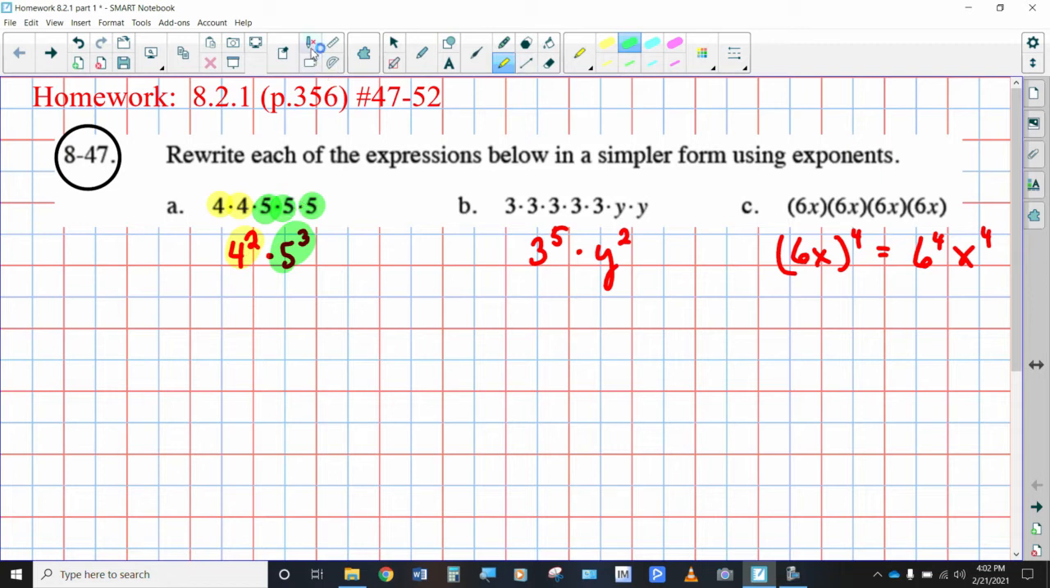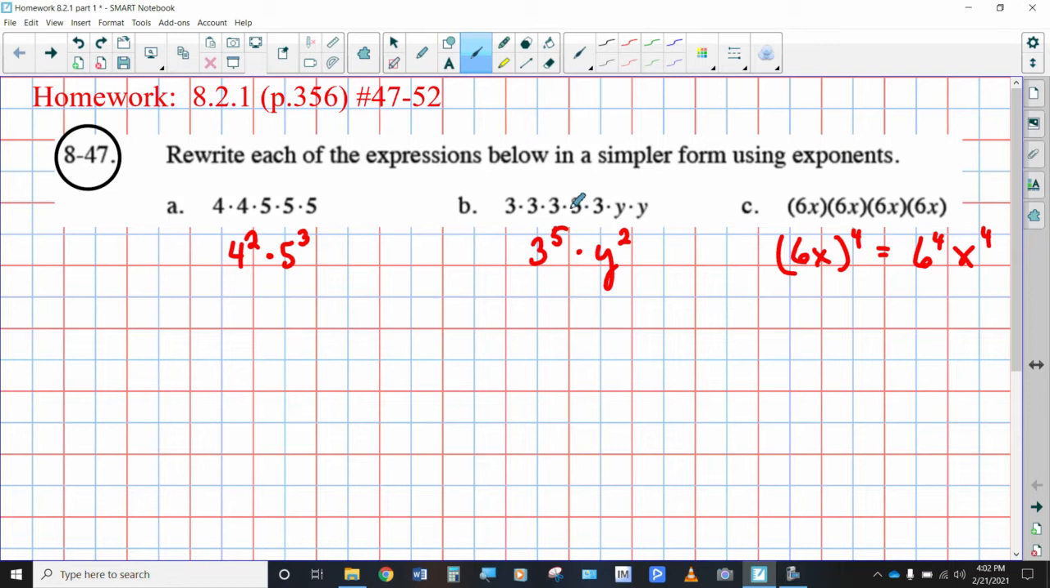So I guess if you wanted to simplify it further, 4 squared is 16, and 5 to the third power would be 125. And so we could do that if we wanted to, but there's no need to. We're just rewriting it so we can write this with powers. So let's just keep it as it is.